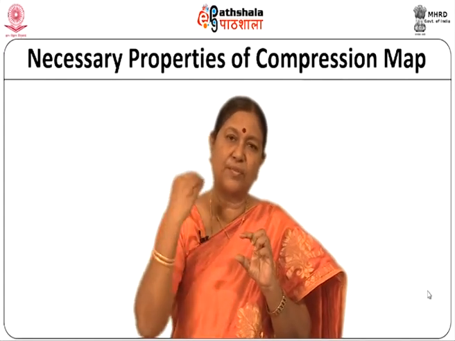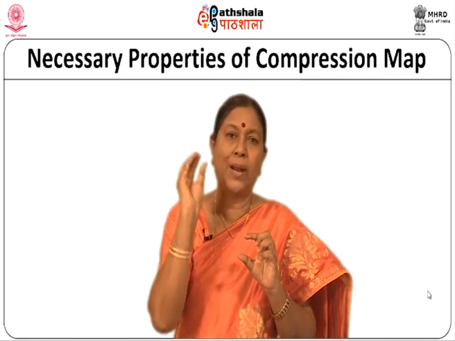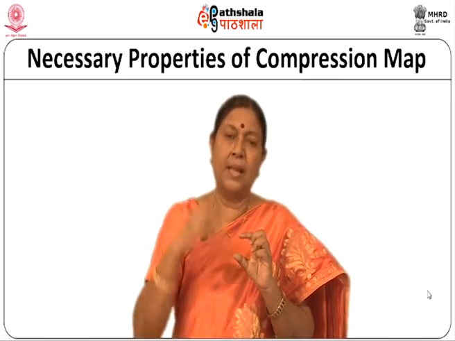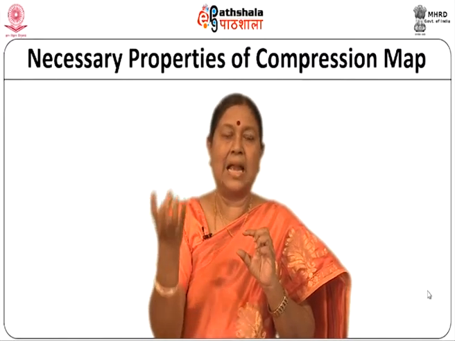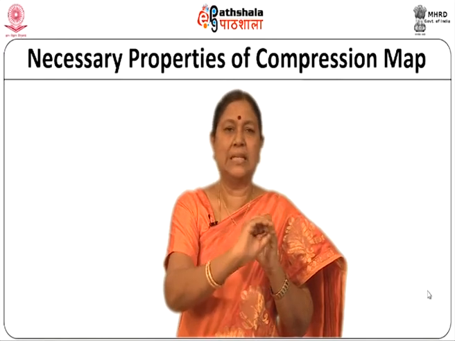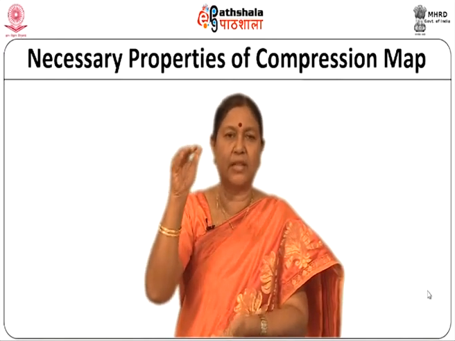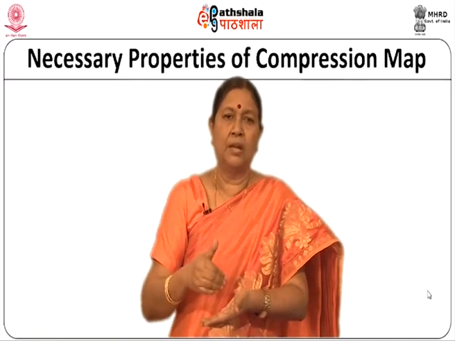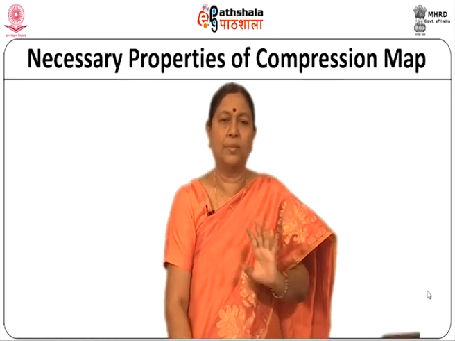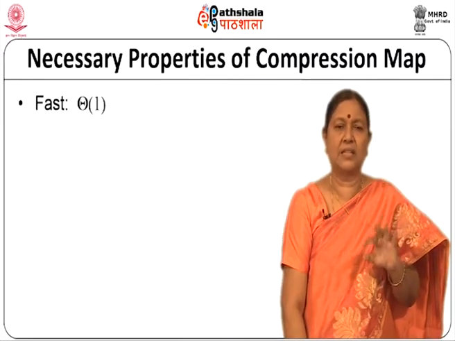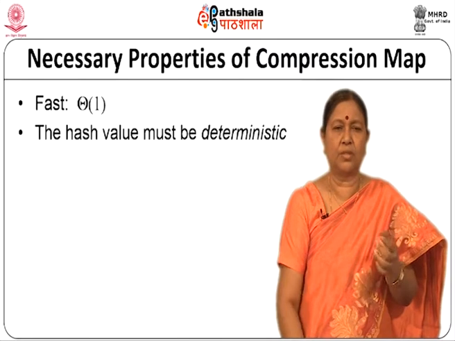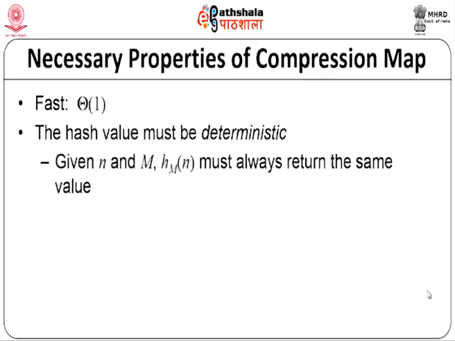Remember, the hash function consists of two functions, one is the hash code map and the other is the compression map. The hash code map maps the hash keys to integers, and the compression map maps those integers into the range 0 to n minus 1, where n is the size of the hash table. Again, it should be fast and deterministic: h of n, with m the size of the table, must always return the same value, that is the meaning of deterministic.